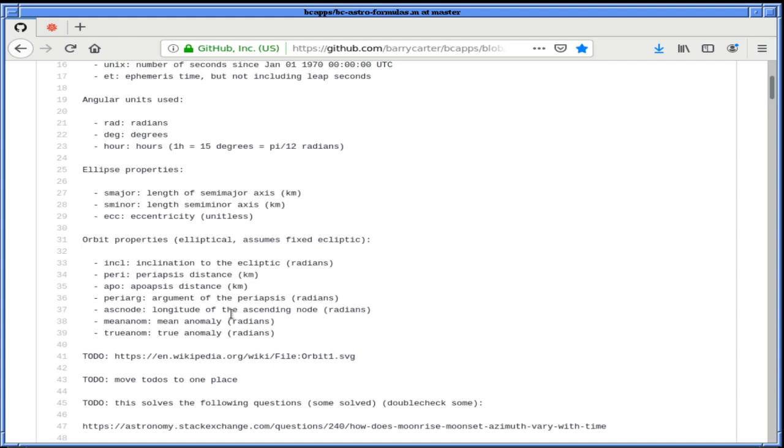Now, an ellipse has all sorts of properties, so this is very incomplete. And I don't even know if I do anything with ellipses down in this library.